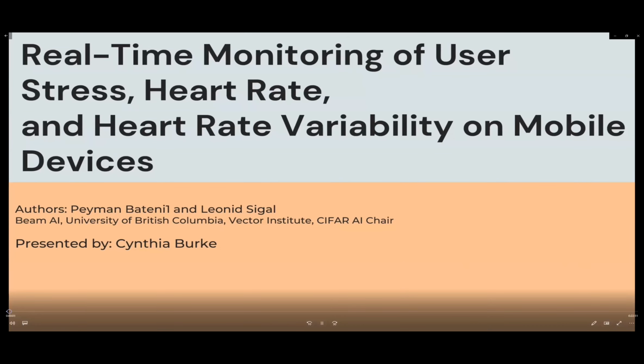Hello, my name is Cynthia Burke, and I'm going to be sharing today the paper called Real-Time Monitoring of User Stress, Heart Rate, and Heart Rate Variability on Mobile Devices. And the authors for this paper are on the slide here, as well as the affiliations with universities and institutions.